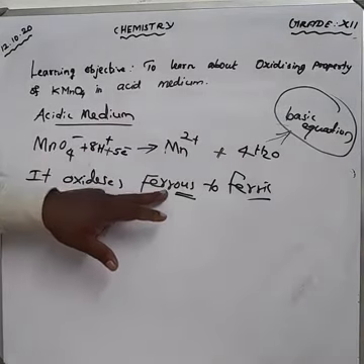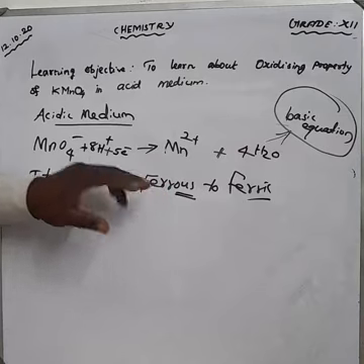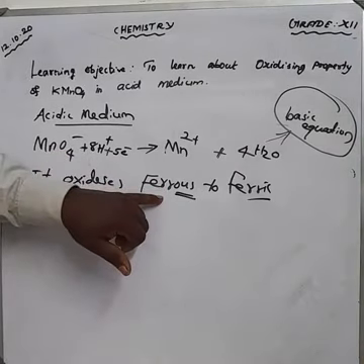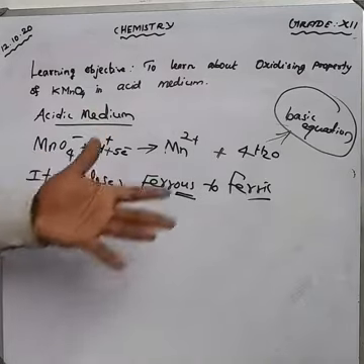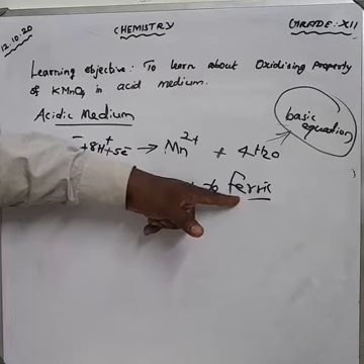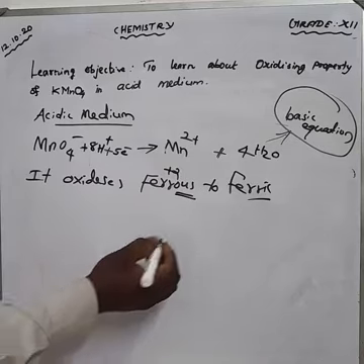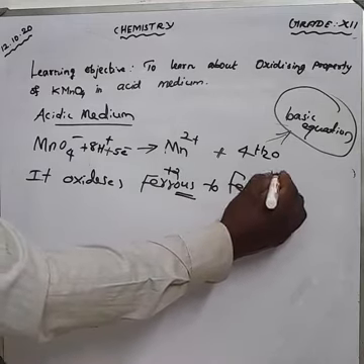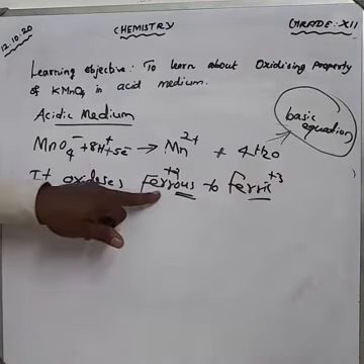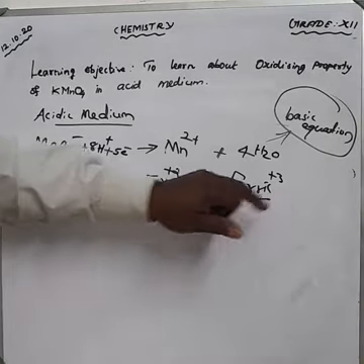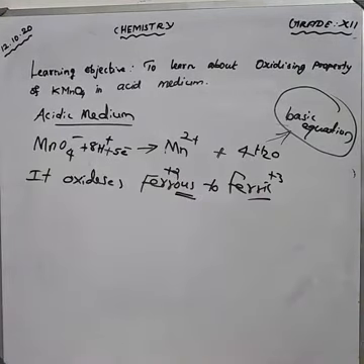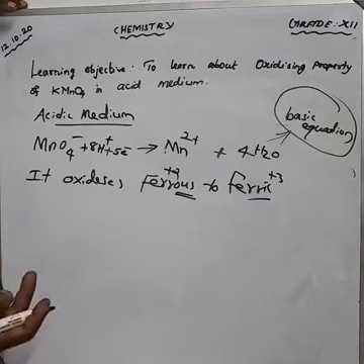Ferrous means the ion in the lowest oxidation state. Lowest means we are saying Fe2+. Ferric means the ion in the highest oxidation state. This is Fe2+, and this is Fe3+. This is the lowest oxidation state, and this is the highest oxidation state. So, anyhow, we can write the equation.